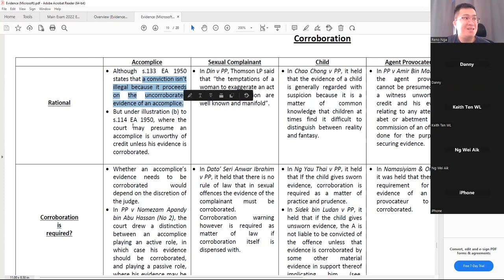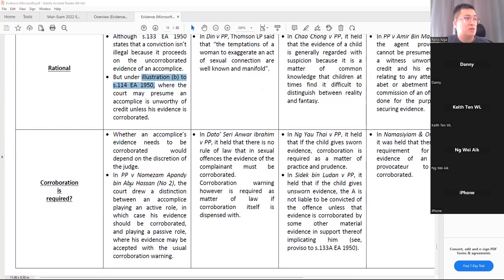However, on the other hand, illustration B to 114 says that the court may presume an accomplice is unworthy of credit unless his evidence is corroborated, which means the court, on the other hand, may deem this person is not, we cannot trust him. So since we have two provisions, one says can, one says cannot, so what should we do?